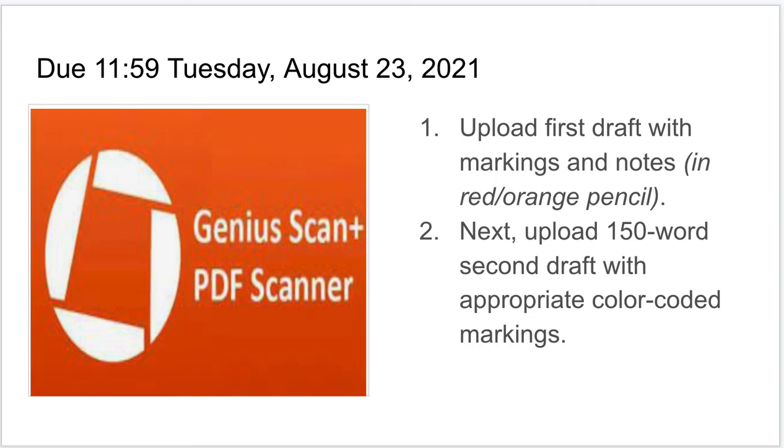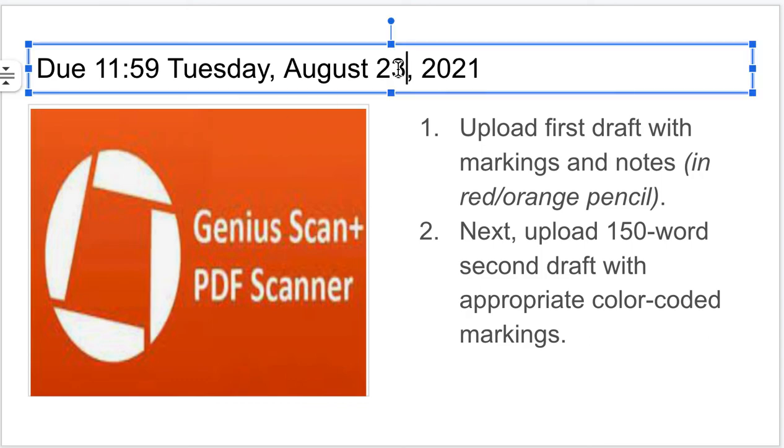Okay, so that explains what you're to do for the daily writing. And remember, if you aren't going to finish by 11:59 Tuesday, August 24th, just noticed the date, have a parent email me to request extra time. If you have a 504 or an IEP, you automatically have 24 hours extra built in. But if you need more time than that, just have a parent shoot me an email.